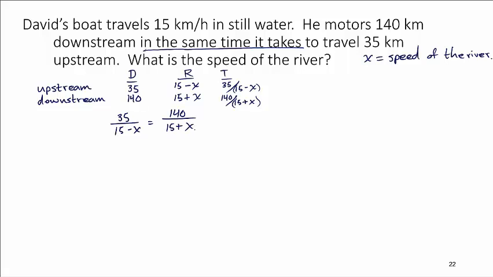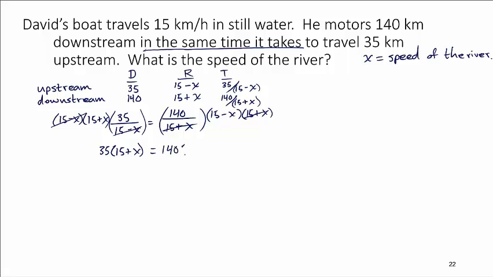All right, so this is a good candidate for cross multiplication. Like I said, I like to keep to multiplying each side by the LCD, which in this case is 15 minus x times 15 plus x. On the left-hand side, 15 minus x goes away, and I have 35 times 15 plus x. And then on the right-hand side, 15 plus x goes away, and I have 140 times 15 minus x, right?